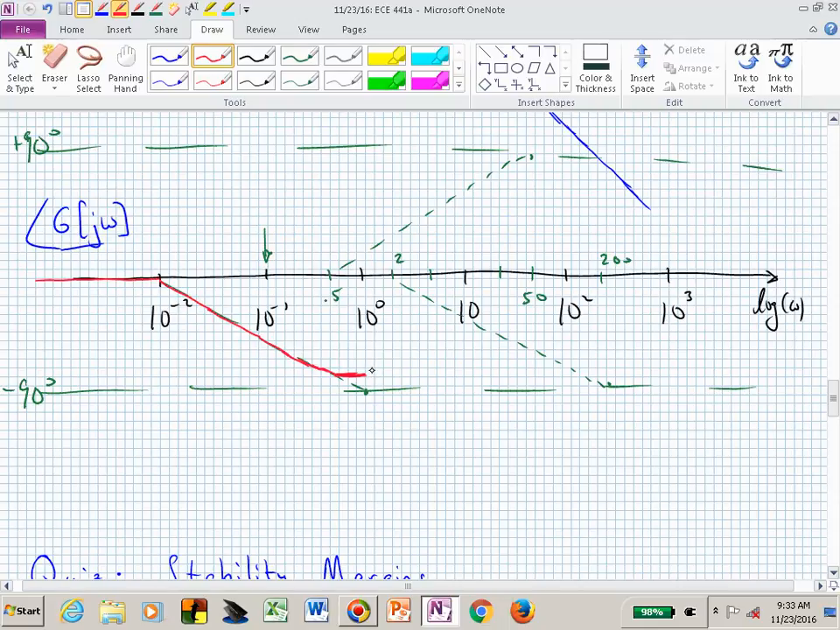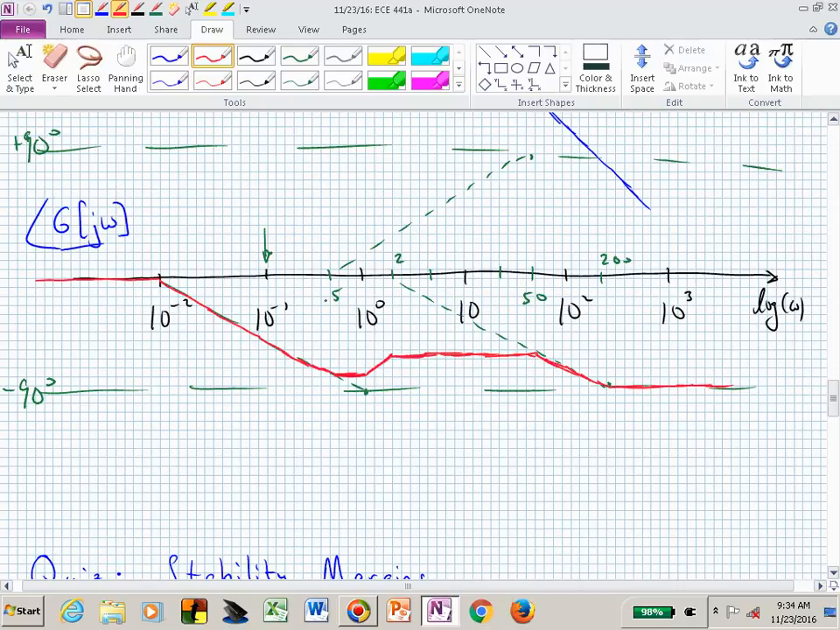So now I go up until I hit 2, which is where the last pole starts kicking in, and then I go flat until where? Until I hit 50, and then I only have this guy left, and there's my phase curve. Wasn't that easy?